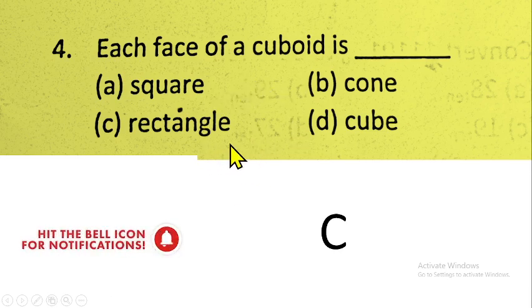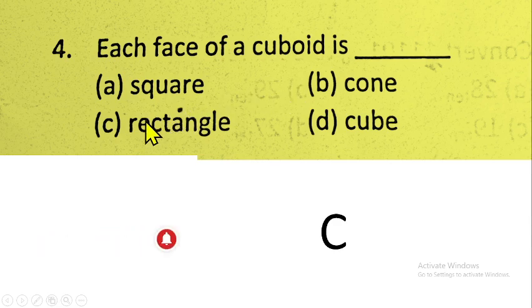If you remember all these things, even the door of your house is a cuboid in nature. So you would agree with me that each face of a cuboid is a rectangle. So option C is the correct option there for question number 4.